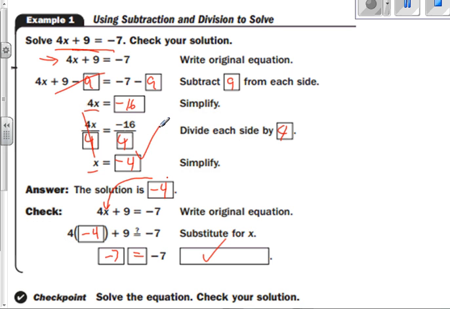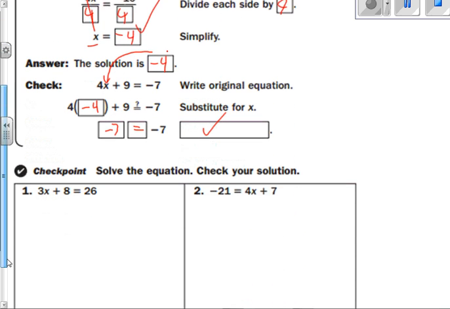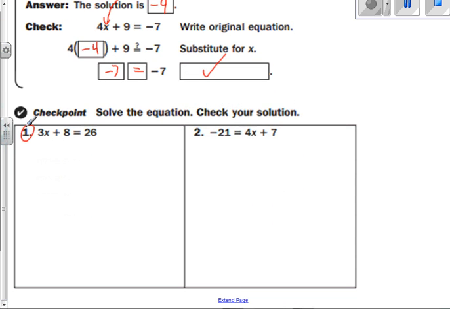All right, so now it's your turn. There are two, you have a number 1 and a number 2. Go ahead and pause the video, work through both of these, start the video back up, and we'll check our answers.